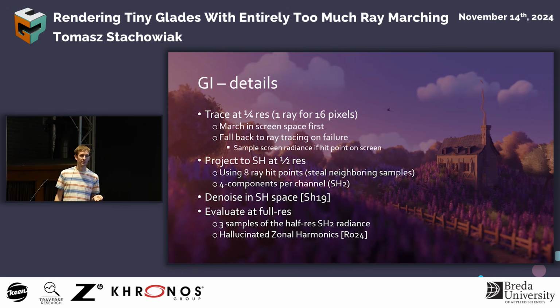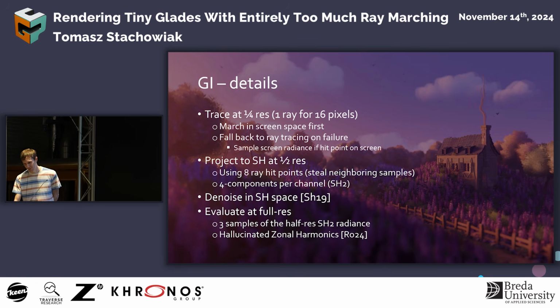Then we denoise in spherical harmonic space a little bit like Metro does, and then we evaluate spherical harmonics in screen space by, once again, using a small spatial filter in a cross bilateral to sample the SH data. And for that, we use the hallucinated zonal harmonics to actually calculate the final gradients given discrete normals.